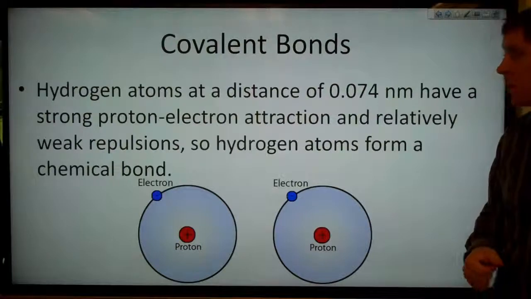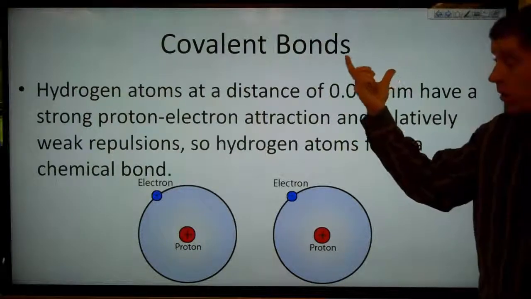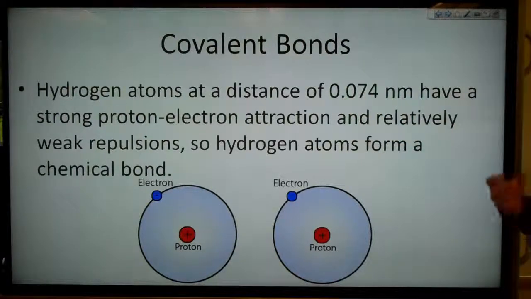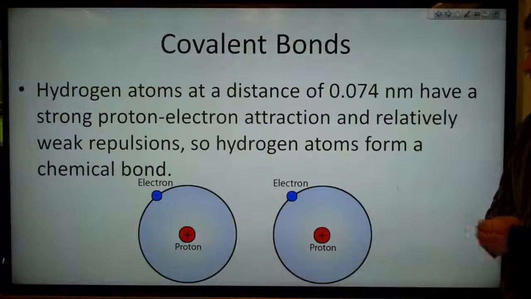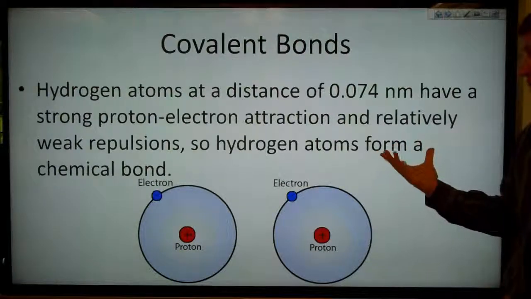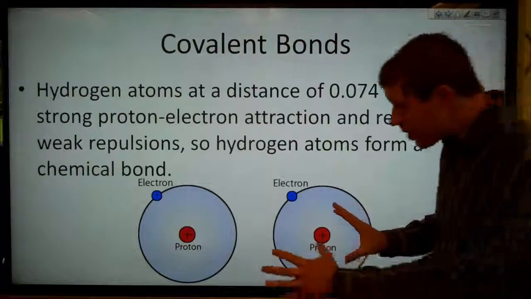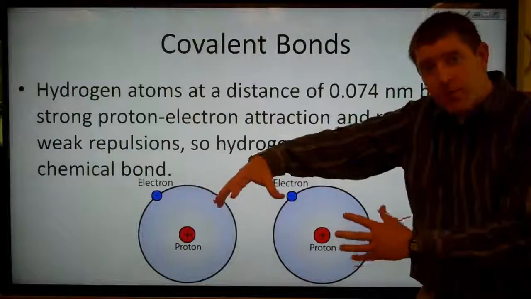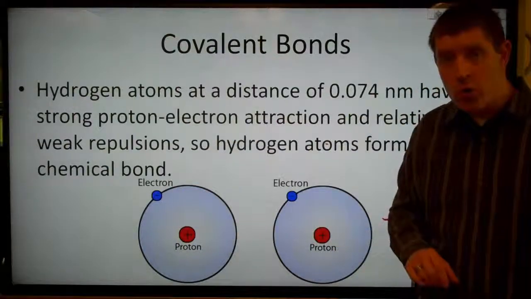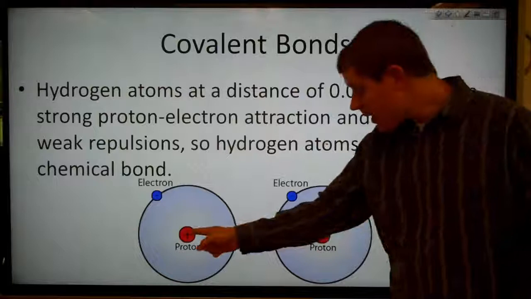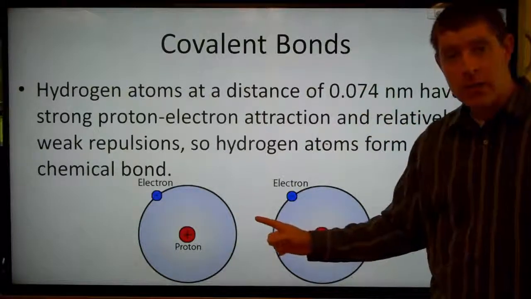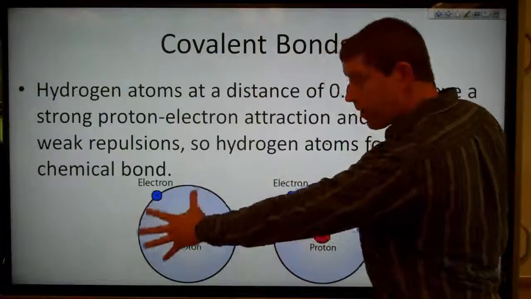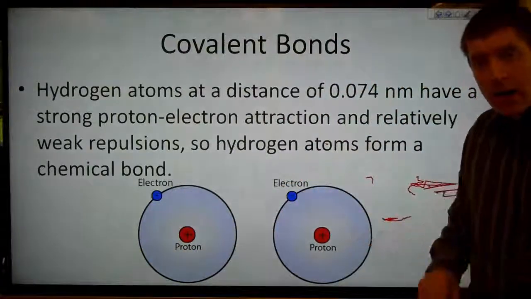So hydrogen atoms will bond, so that means that attraction force must be more prevalent, or stronger. So the hydrogen atoms at a distance of 0.074 nanometers have a strong proton-electron attraction and relatively weak repulsion, so the hydrogen atoms form a chemical bond. By getting our atoms very close together, we keep our nuclei still far enough apart that they're not repelling each other too badly, but we get our nuclei close enough to the other electron that it's attracting a good bit, but we're also able to keep our electrons far enough apart from each other that they're not repelling each other too bad.